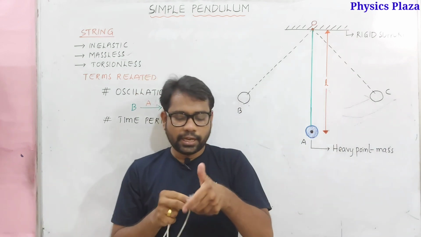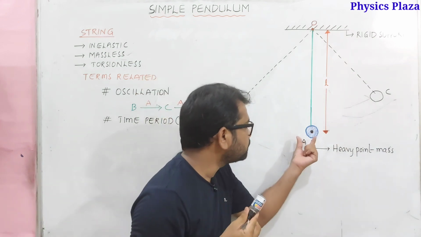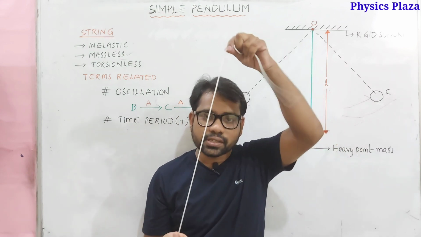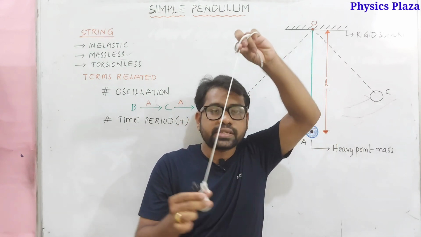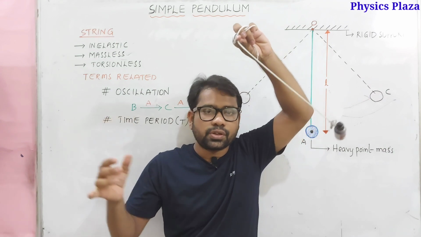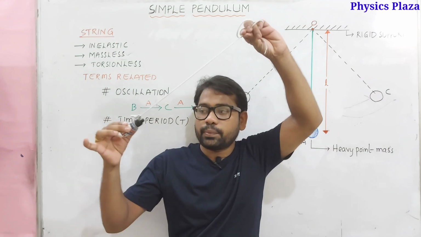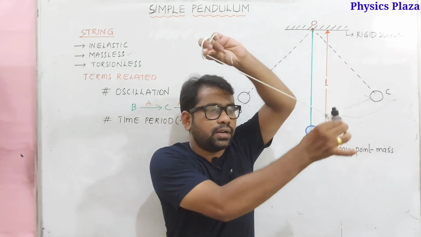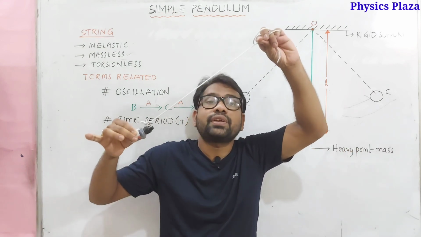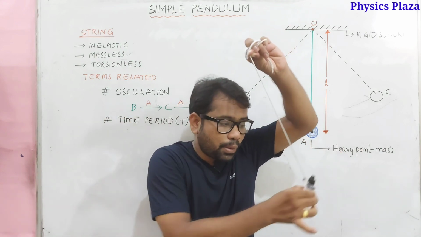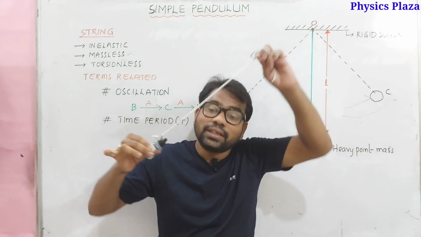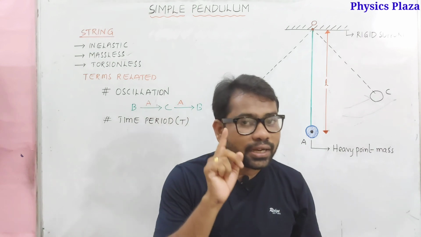For example, just think that it is the bob of the pendulum, and this is the string. I told you that when it is taken aside, it is left. So what is happening? Look here. From here, it will go to here, and again come back. Then we can say that it has done one oscillation. To go here and come back, it takes some time. That time taken we call the time period.